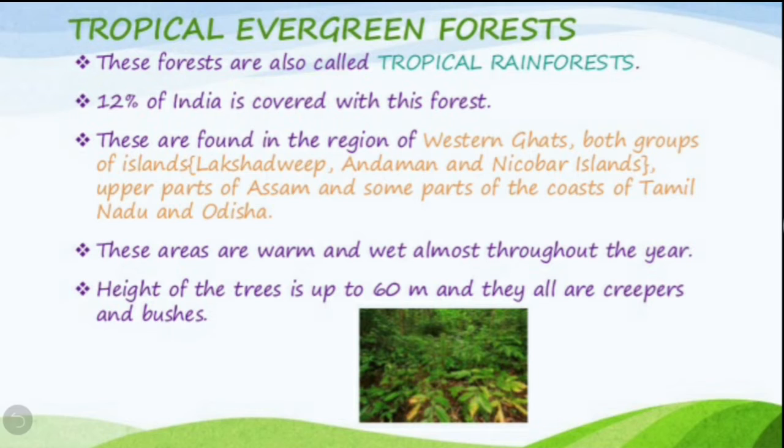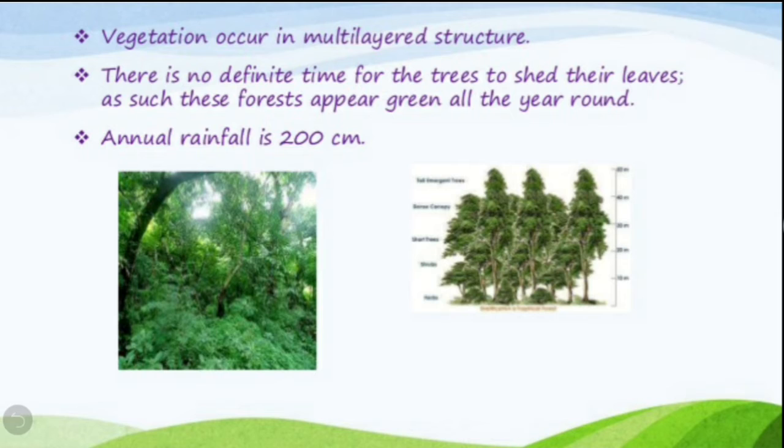And children, do you know the height of the trees? It goes up to 60 meters and they all are creepers and bushes. So children, these are the characteristics of tropical evergreen forests. Further, vegetation occurs in multi-layered structure and there is no definite time for the trees to shed their leaves. As such, these forests appear green all the year round.